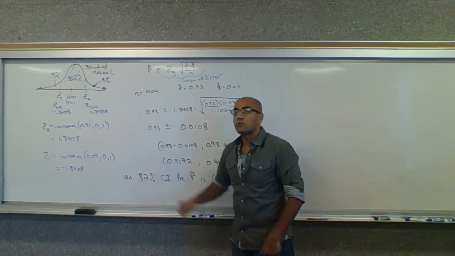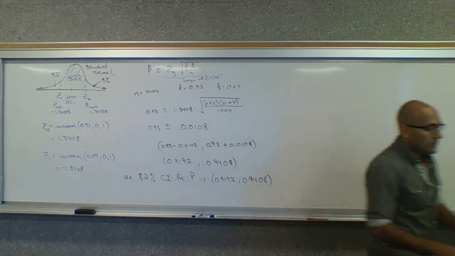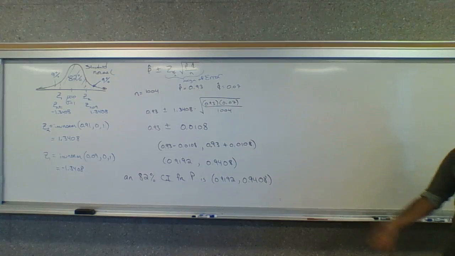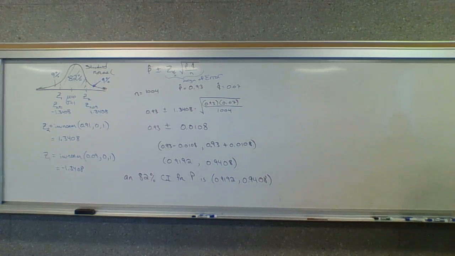Good? It's a subtle difference, I know, and I think some stat books just kind of give up on trying to express that subtle difference and just say that there's an 82% chance that P is in there, which is sad. Anyway, any other questions on this one?